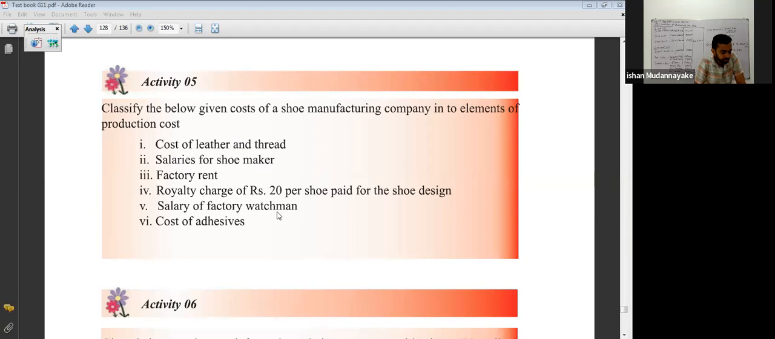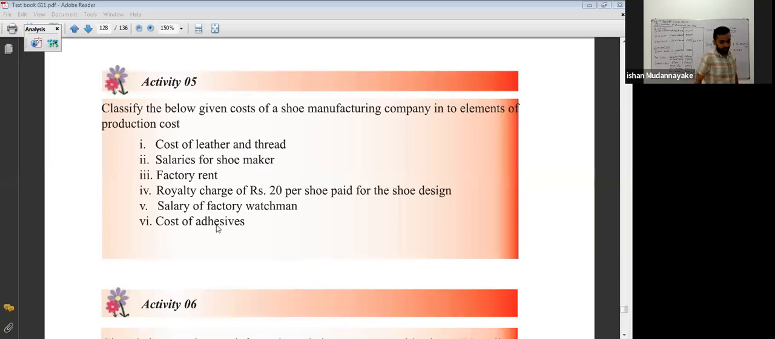Indirect labor. Yes, indirect labor. And then cost of adhesives. Adhesives means glue used in manufacturing shoes. Cost of adhesives, 6 ton. Indirect material. Yes, indirect material. Better to classify under indirect material.